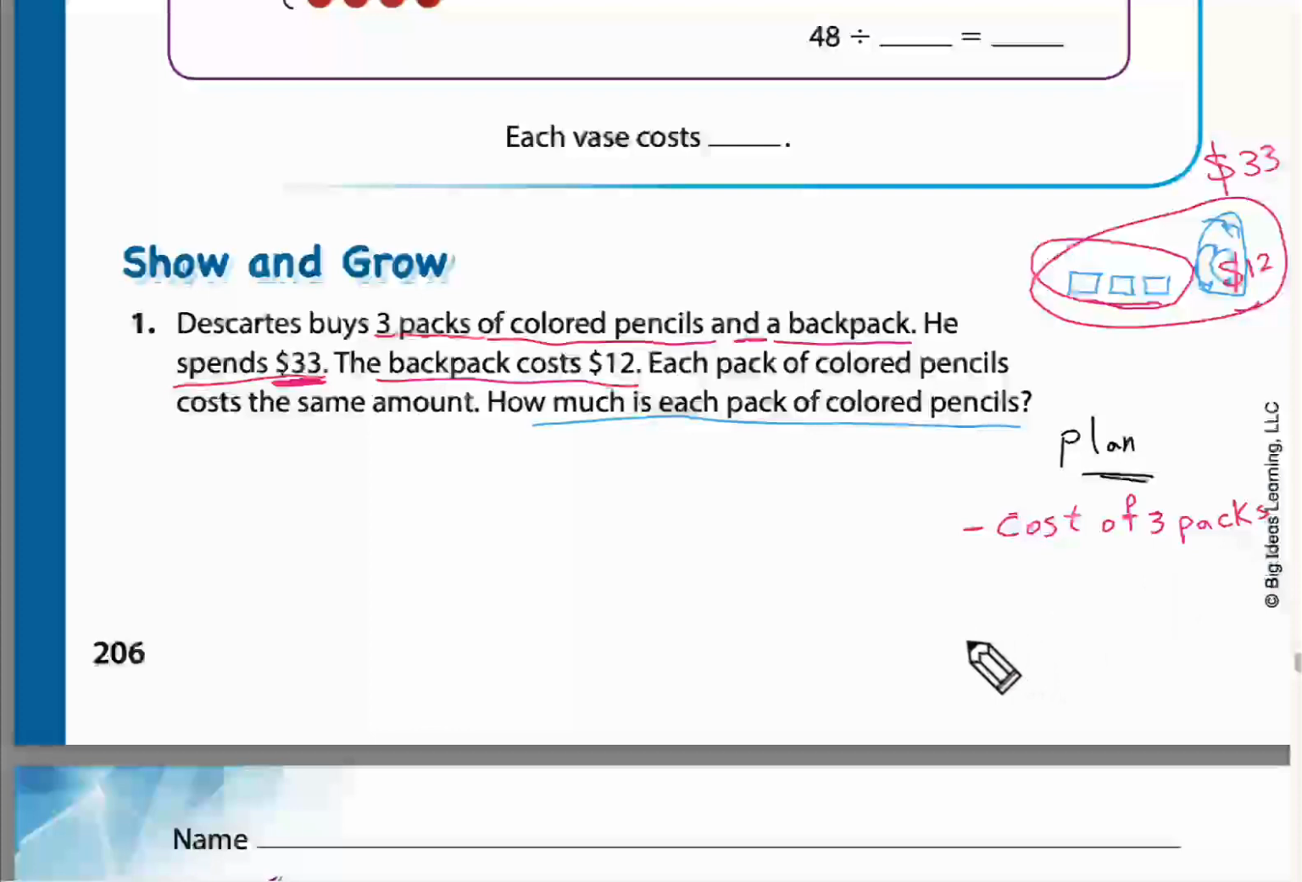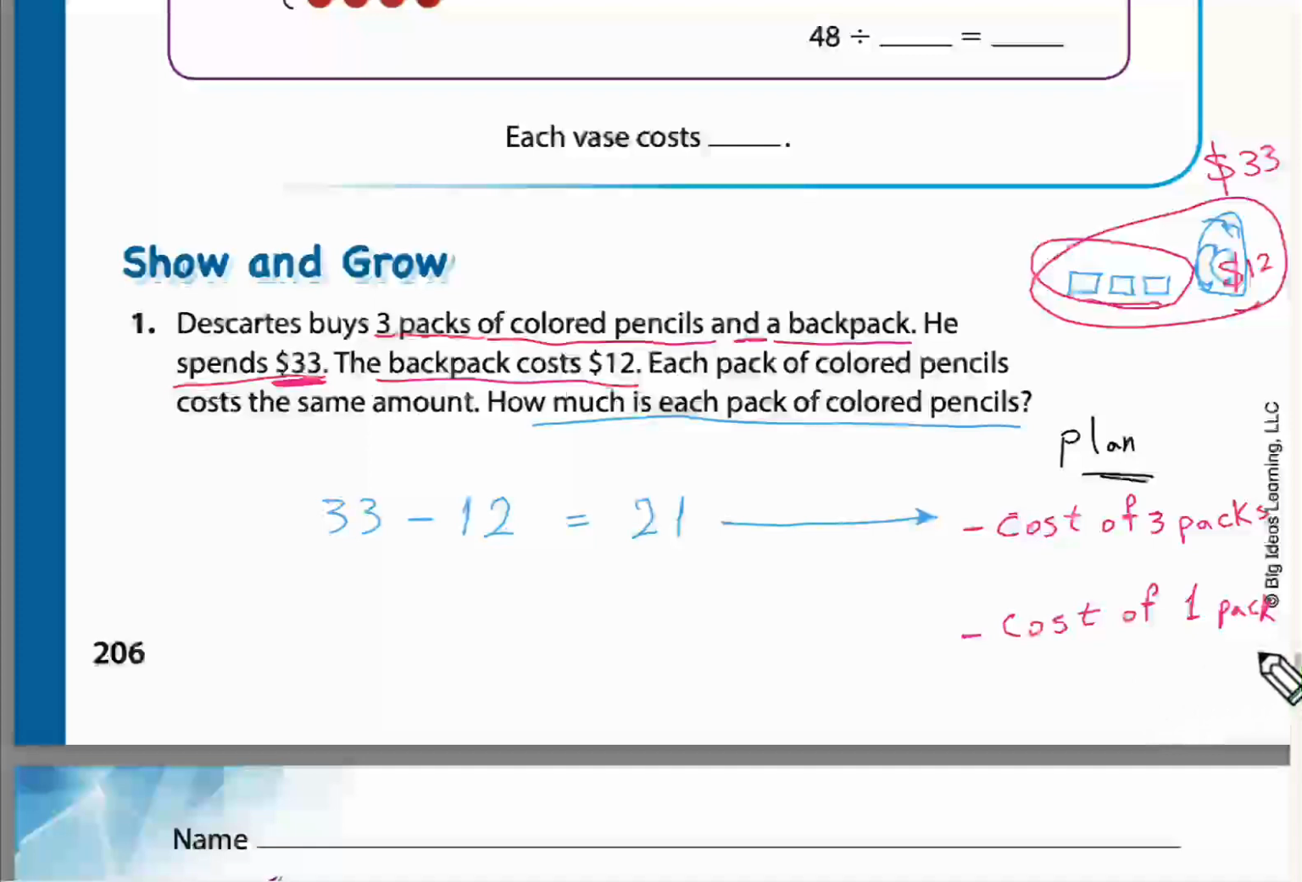Now, what is the cost of one pack? Okay, let's do the first step. So the solution here, we subtract 33 minus 12. 33 minus 12 equals 21. The $21 here is the cost of the three packs.